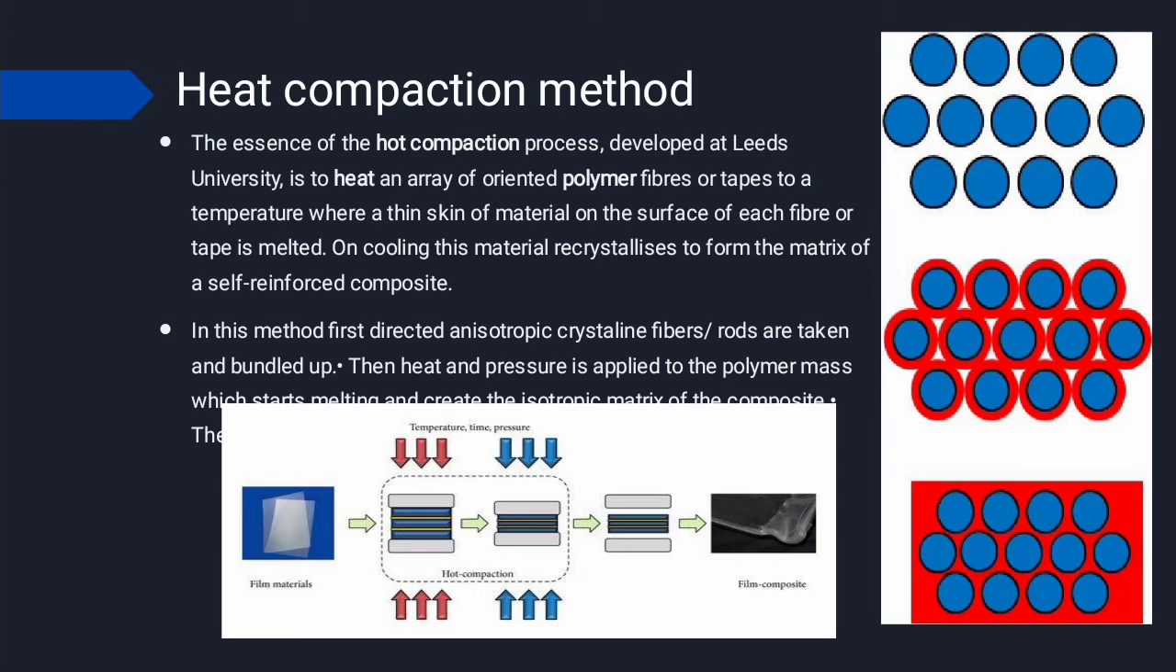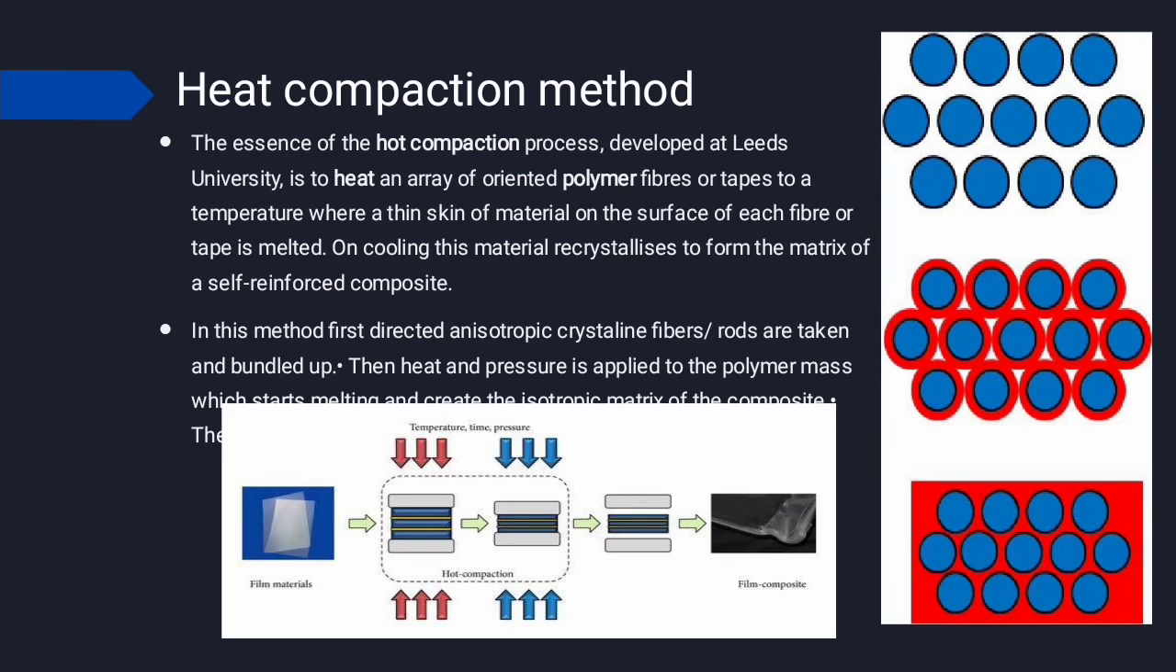Now the second method is the hot compaction method. Compaction is basically heat provided in compacted form. The essence of the hot compaction process developed at Leeds University is to heat an array of oriented polymer fibers to a temperature where a thin skin of material on the surface of each fiber or tape is melted. On cooling, the material recrystallizes to form the matrix of a self-reinforced composite.